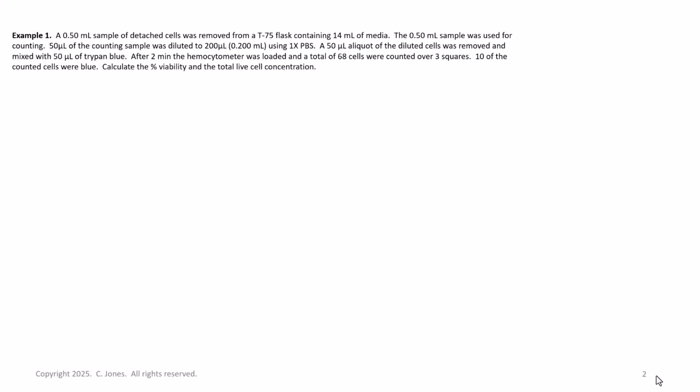So I'm giving you the cell counts instead of you having to look at the hemocytometer, but you would have obtained that 68 cells by looking through the microscope and counting manually on the hemocytometer grid. 10 of the cells were blue, that is, they were not viable, they were dead. Calculate the percent viability and the total live cell concentration. Let's try then to visualize the dilution process, what we actually did in the lab before we do the calculation.